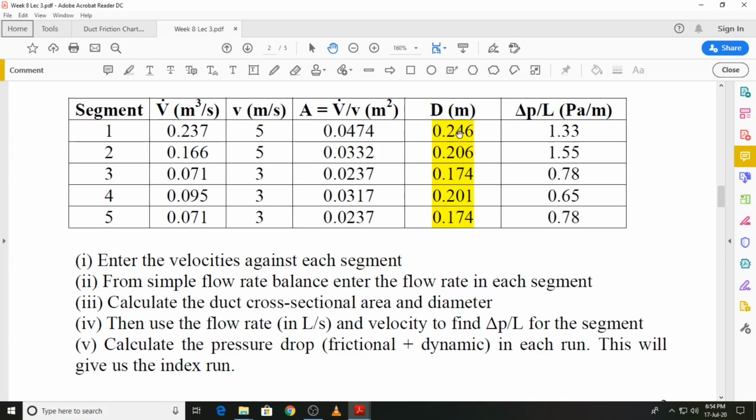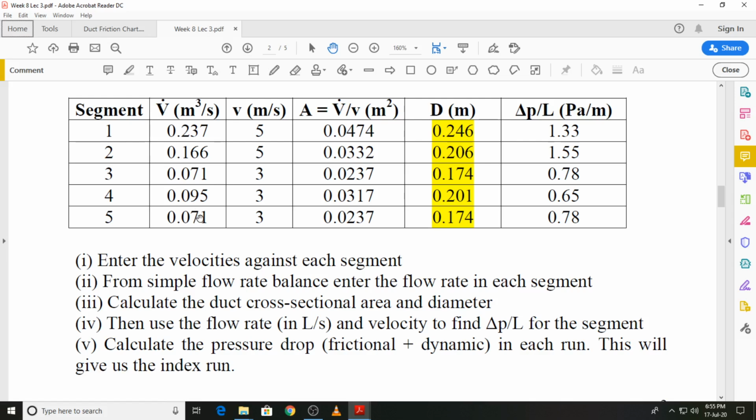And you can see that I have written down the pressure drops per unit length for each of the segments, and those are obtained from the friction chart. And we will go to the friction chart and confirm these values, which I've obtained and entered in this column in the table. And to do that, I will be using the volume flow rate and velocity. Keep in mind that in the friction chart, the volume flow rate is in liters per second. So all these values which are in cubic meters per second have to be multiplied by 1000. So it will be 237, 166, and so on when we use the table.